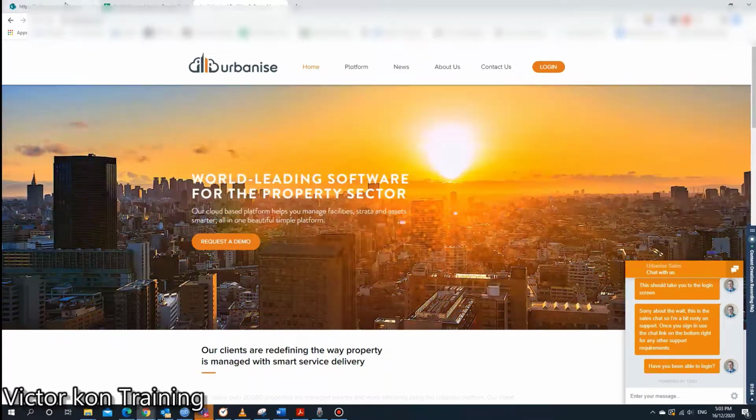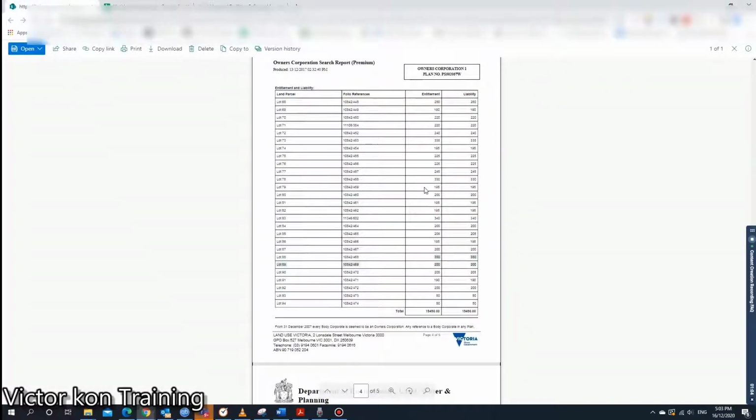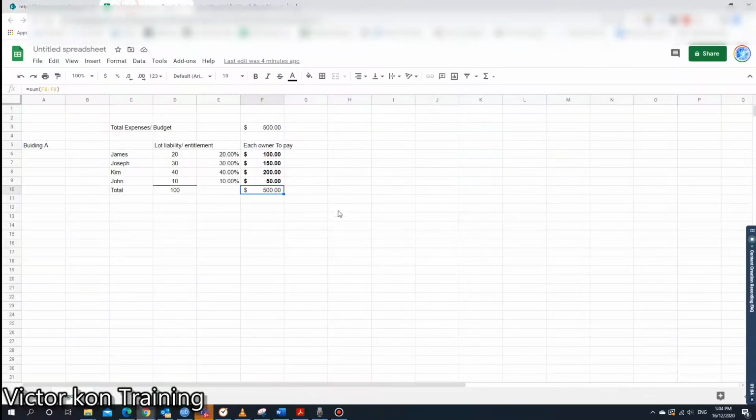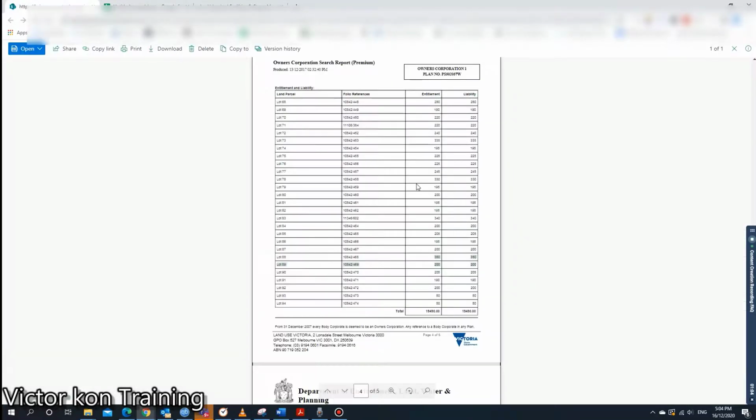But that's fine. To a certain level, I've explained the crux, the framework of how we come up with how much you should be paying. This is the very simplified version, and this is the very detailed version of it. It's your lot and the percentage of your lot against the total lots, and then you base it on the budget. That's how we calculate. The only thing you can do here as a strata owner is to question, to inquire.